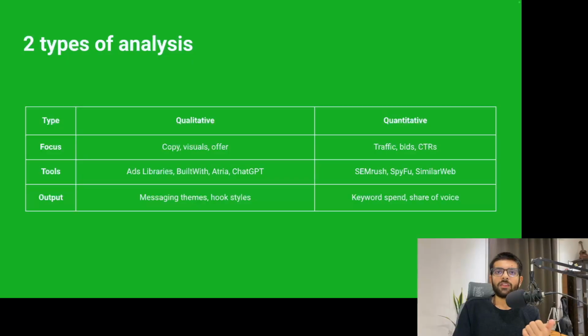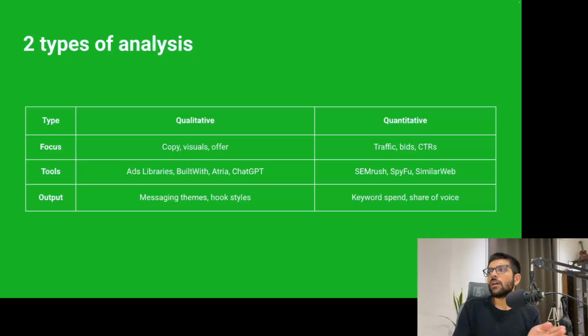The tools that we can use: ad libraries. Thanks to the government, each company was forced to share the transparency of their ads. So we have Meta Ads Library, LinkedIn Ads Library, Google Ads Transparency Center. We can use tools like BuiltWith, Triatria, ChatGPT for qualitative analysis. The output is messaging themes, hook styles, landing page messaging, etc.